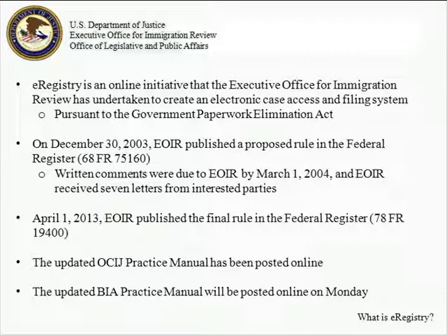Oh, and I'm sorry. As the operator said, my name is Lauren Elder-Reed, and I'm the Counsel for Legislative and Public Affairs here at the Executive Office for Immigration Review. So what is eRegistry? eRegistry is what EOIR has created as a user-friendly online registry that will allow folks to have eventually electronic case access and a filing system.